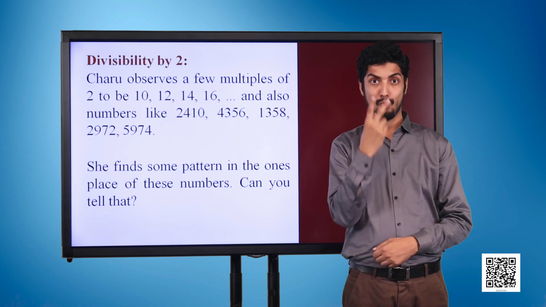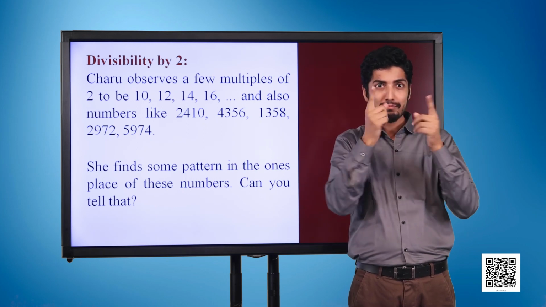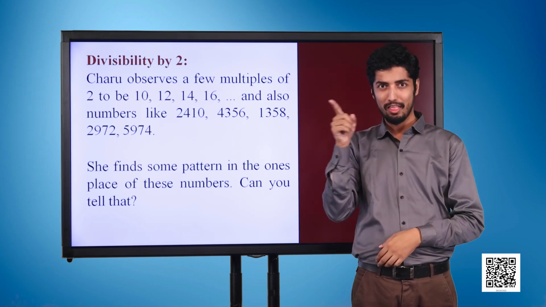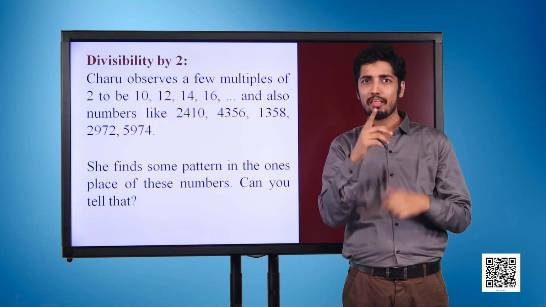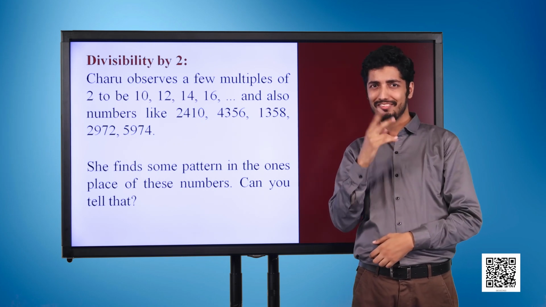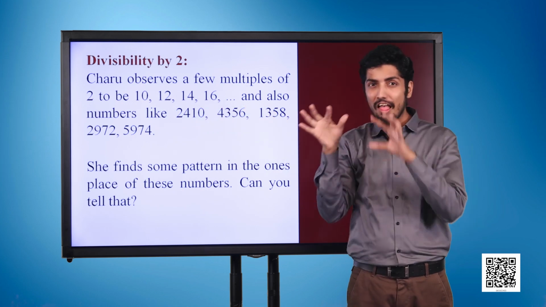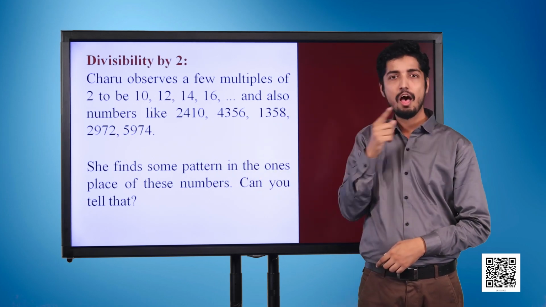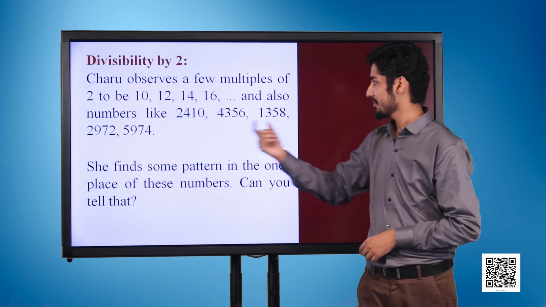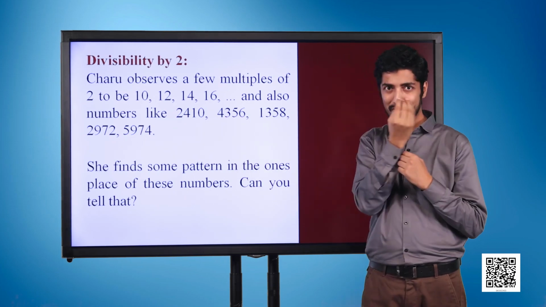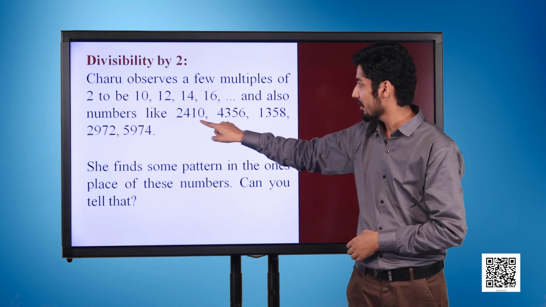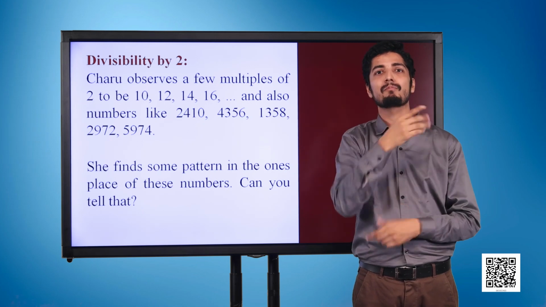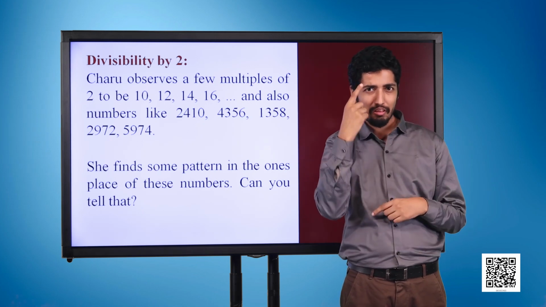Divisibility by 2. Charu observes a few multiples of 2 to be 10, 12, 14, 16, and so on, and also numbers like 2410, 4356, 1358, 2972, 5974. She finds some pattern in the ones place of these numbers. Can you tell that?